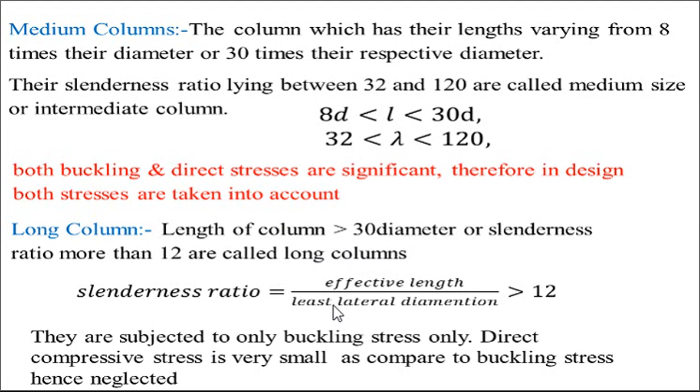So now you compare all the three columns. First, a short column is subjected to compressive stresses only. A medium column is subjected to compressive as well as buckling stresses, and long columns are subjected to buckling stresses only. So buckling loads are predominant in long columns. Direct compressive stress is very small, sometimes neglected, compared to the buckling stress, so that value is neglected.